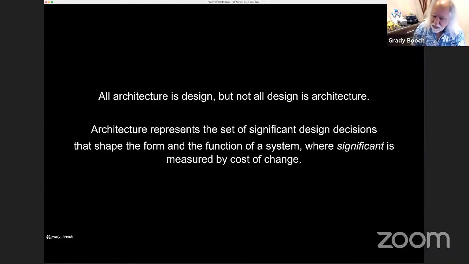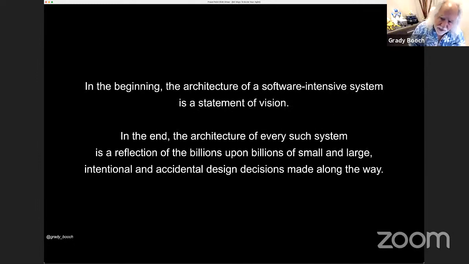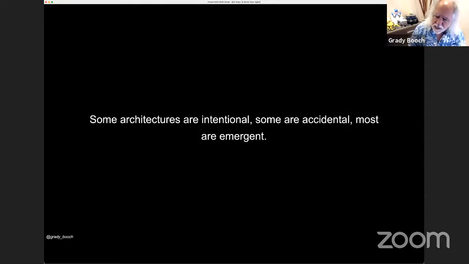Now, you'll notice the theme I've said thus far is that the one thing I found consistent among applying Agile at scale is the presence of a consistent architectural vision. So what's architecture? All architecture is design, not all design is architecture. This, by the way, is another hour-and-a-half lecture, so I'll be quick about it. Architecture represents significant design decisions, where significant is measured by cost of scale. And in the vision, the beginning, architecture is a statement of vision, but in the end, you end up with an architecture that's a reflection of the billions upon billions of small and large decisions that are made along the way. Some architectures are intentional, some are accidental, most of them are emergent. And that's why Agile thinking fits, because Agile approaches allow us to have these things that emerge.